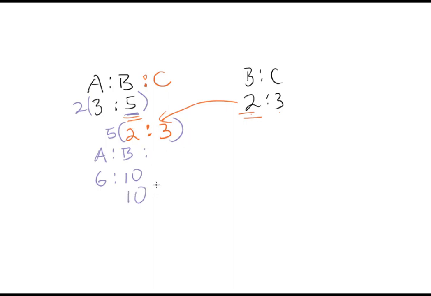5 times 3 is 15. Now you can see I've essentially set up a three-way ratio, just like we had in the other problem. It's 6 to 10 to 15, and I can work it just like the other problem.